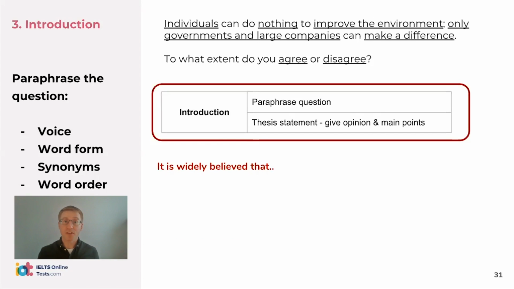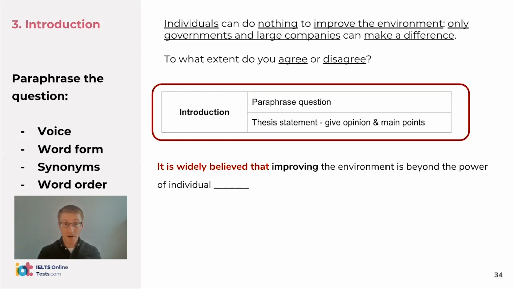Secondly, we can change the word form. Instead of saying improve the environment, we can change the verb to the ing form, so it becomes improving the environment. We can also use synonyms. These are words that have the same meaning. Here, instead of saying individuals, I've said individual citizens. And instead of saying large companies, I've said corporations.